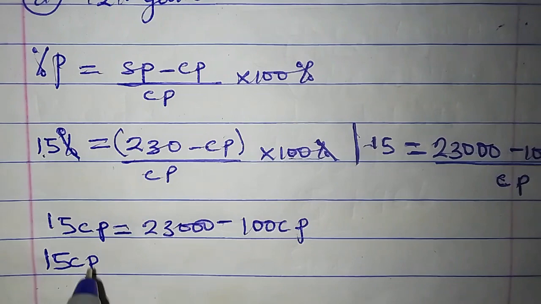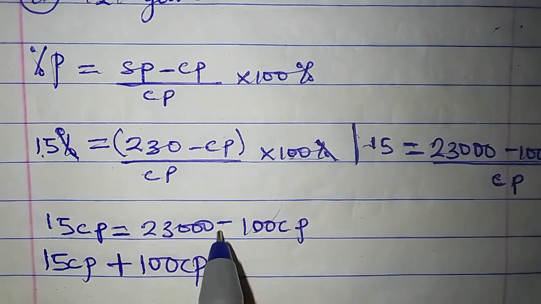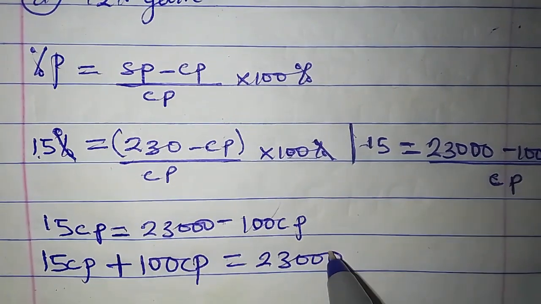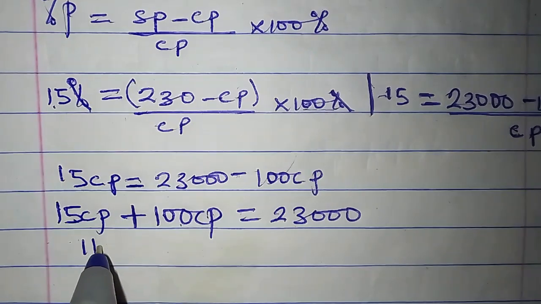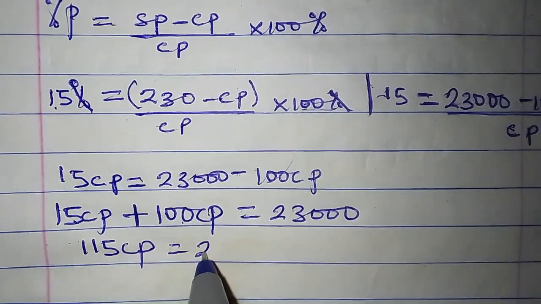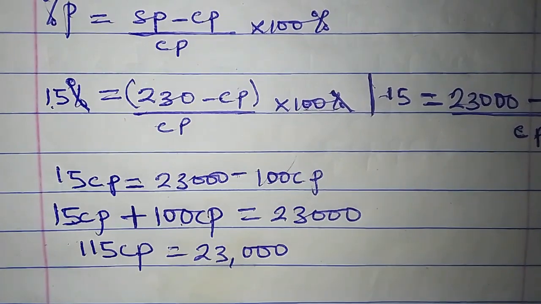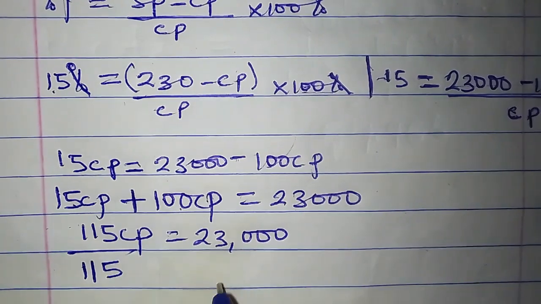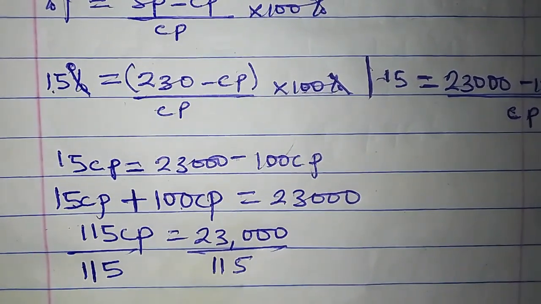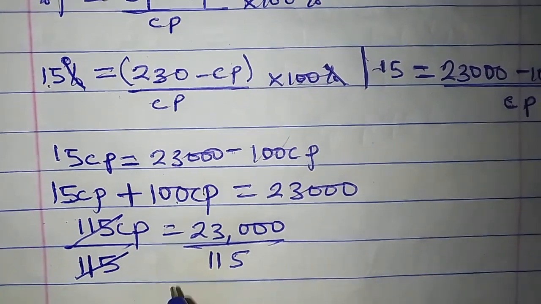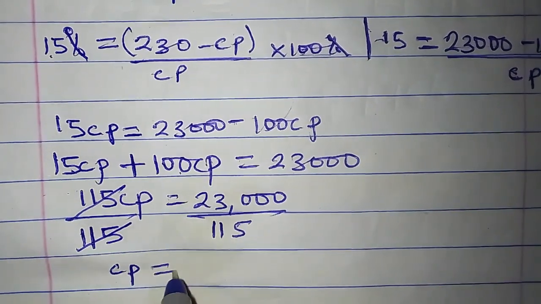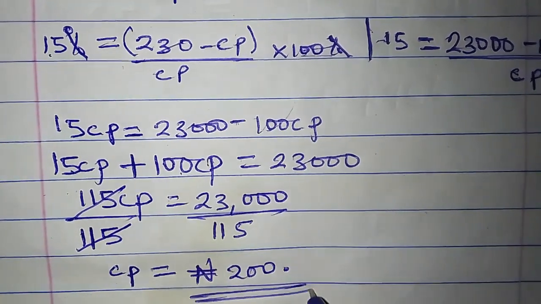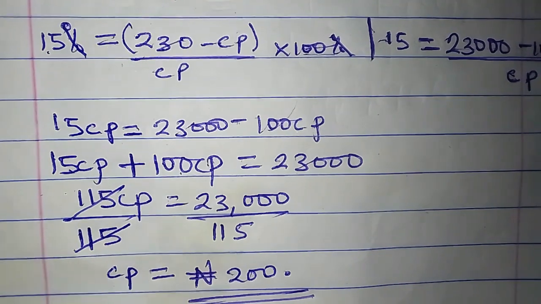15 CP plus 100 CP, because of this minus, if we cross it becomes positive, equal to 23,000. 15 plus 100 is 115, equal to 23,000. So I'll divide both sides by 115. 115 will cancel 115. So CP is now equal to what? 200. That's 200 naira. So the cost price is 200 naira, which is CP.